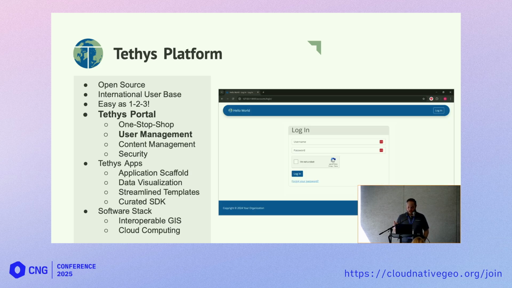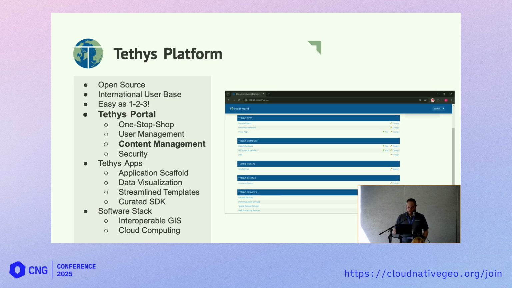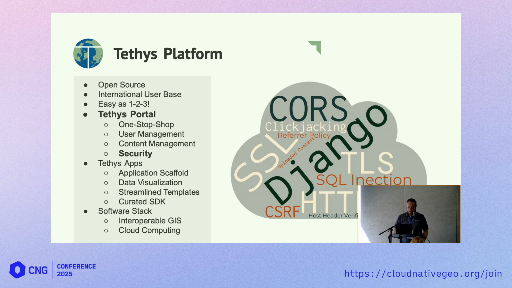Since it's built on Django, it comes with a lot of the features you'd expect in a portal, like user management and site administration, and to some extent content management. The portal can be customized to match your organization's branding, so that you can integrate it seamlessly with your web presence already. And then we rely on Django for the security features. Really, all of our core web functionality comes from our foundation of Django.